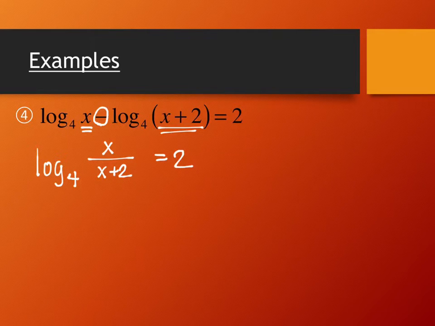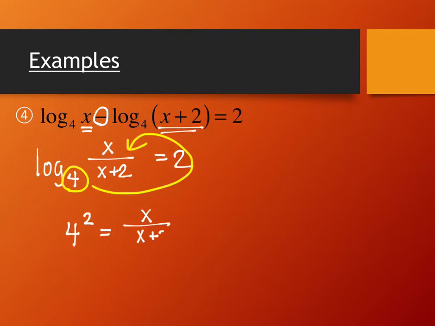Then what? Scorpion tail. So circle the 4 and draw my arrow around. So this is 4 to the power 2 equals x over x plus 2. What is 4 squared? Besides a game children play. 16. X over x plus 2. Then what?